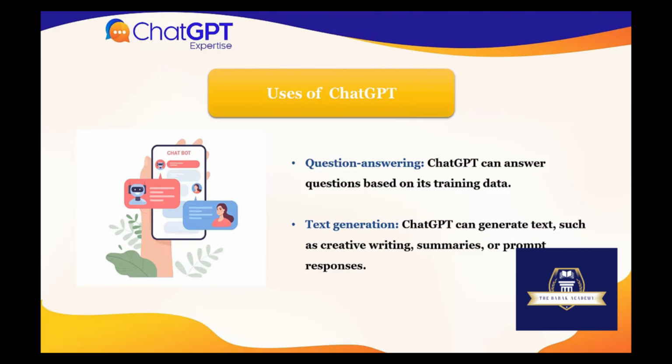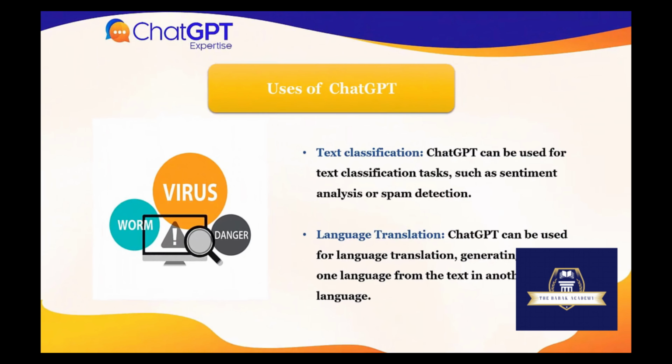Uses of ChatGPT. Question answering: ChatGPT can answer questions based on its training data. Text generation: ChatGPT can generate text, such as creative writing, summaries, or prompt responses. Text classification: ChatGPT can be used for text classification tasks, such as sentiment analysis or spam detection.